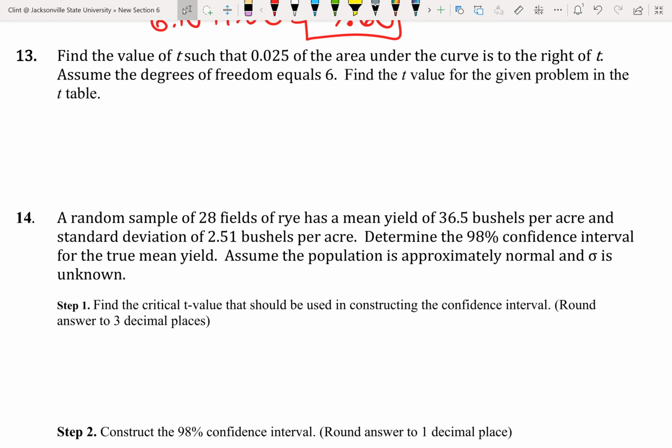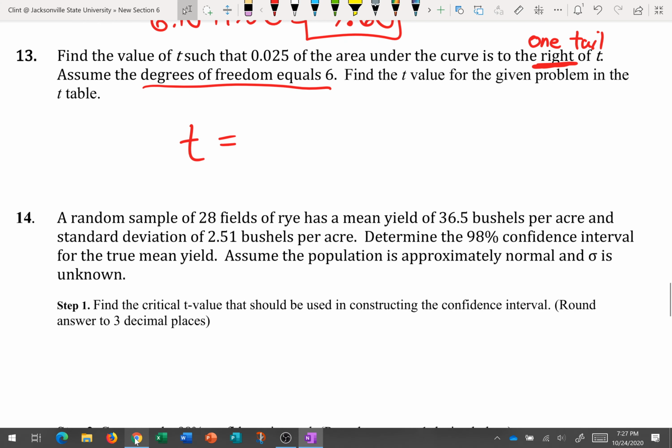Okay, number 13 says find the value of t. So we've got to use our t-table such that 0.025 of the area under the curve is to the right of t. Assume degrees of freedom equals 6. Okay, so we're looking for our t value here. So we've got an area of 0.025 to the right of t. That means it's in one tail. Okay. And it's to the right, so our t value is going to be positive.